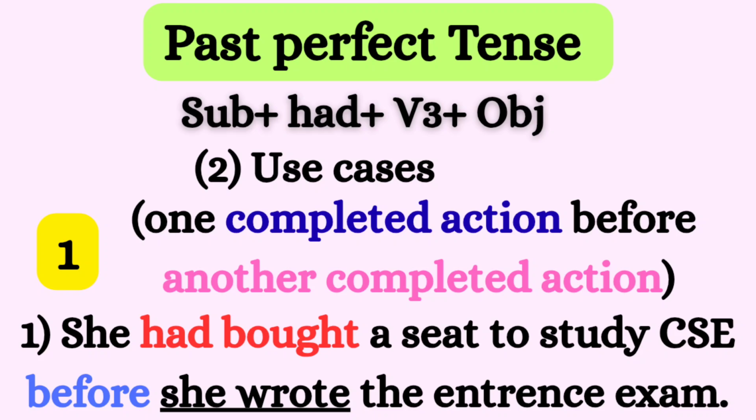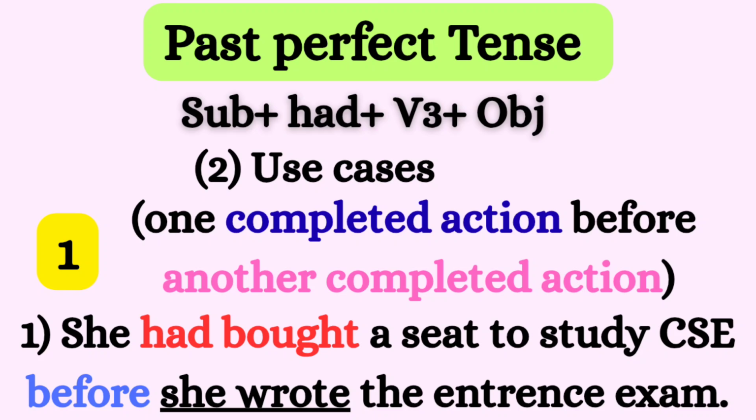Look at the definition: one completed action before another completed action. Suppose two actions happened in the past. At the time we use past perfect tense. We will see examples one by one.